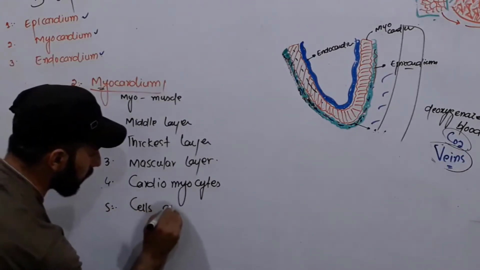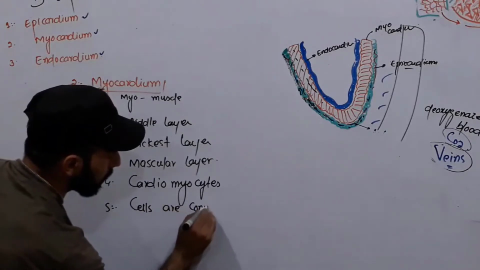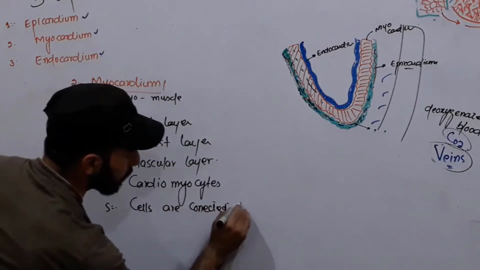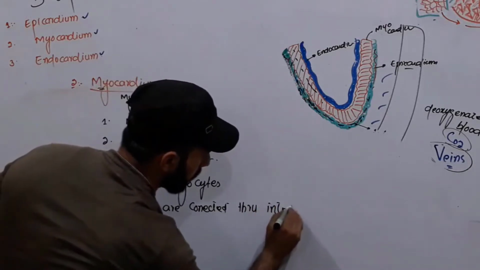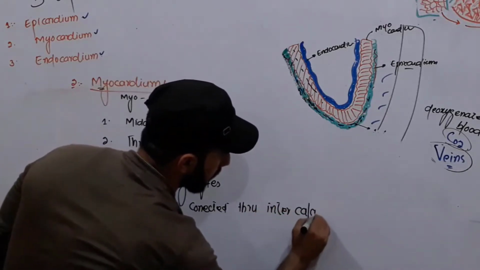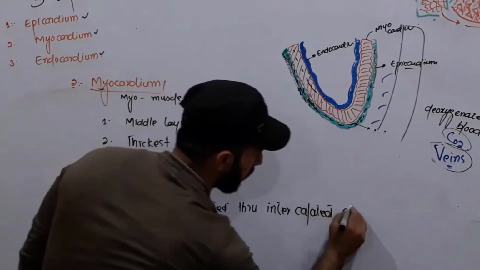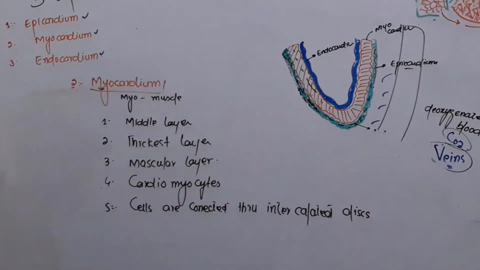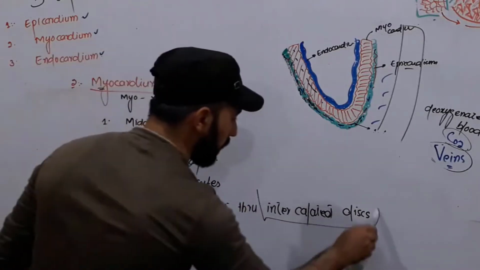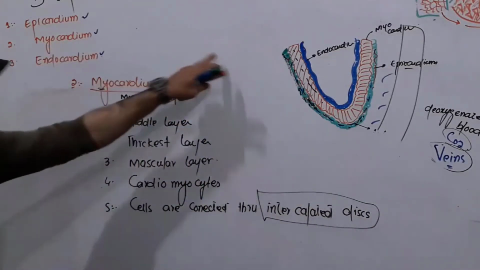These cells are connected through intercalated discs. Right, intercalated discs. Now let me explain these intercalated discs here.